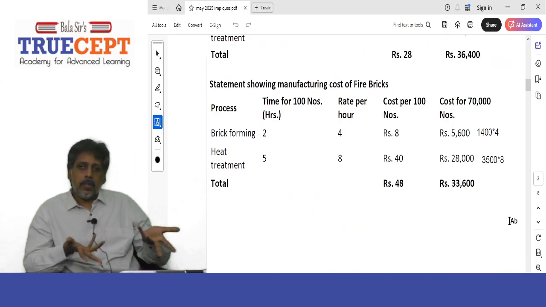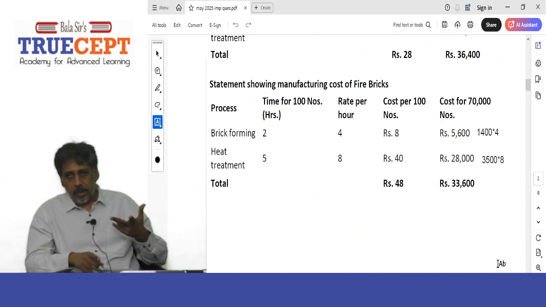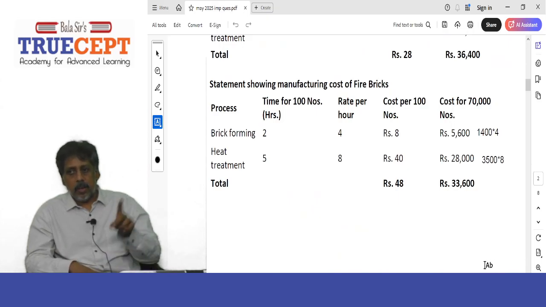And this can come in the examination, it can be an MCQ, it can be a descriptive question. Learn this really well for your examination.